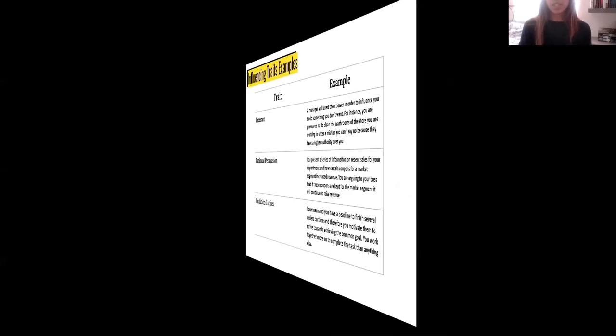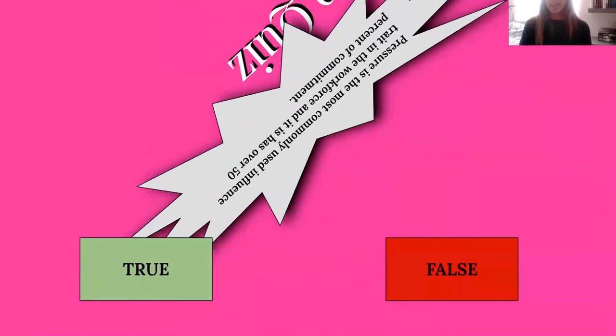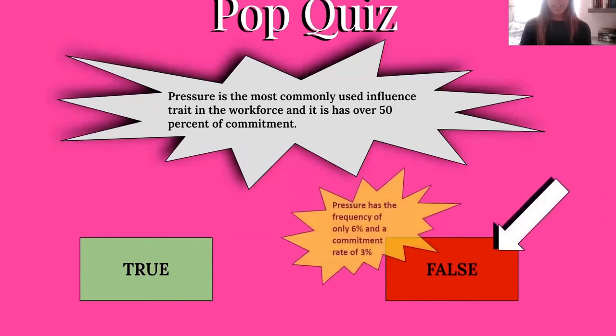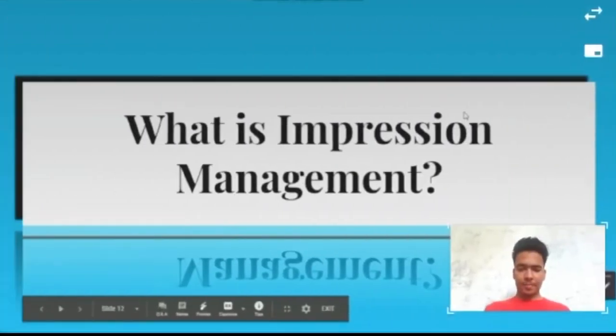The next slide is just the last one, just a quick pop quiz, and then after that we'll move on to the next section. So pressure is the most commonly used influencing trait in the workforce. It has over 50% of commitment. True or false? That is false. As I stated earlier, pressure has a frequency of only 6% and a commitment rate of 3%. So thank you for listening to my little presentation, and I hope you enjoyed it and are looking forward to the next section.